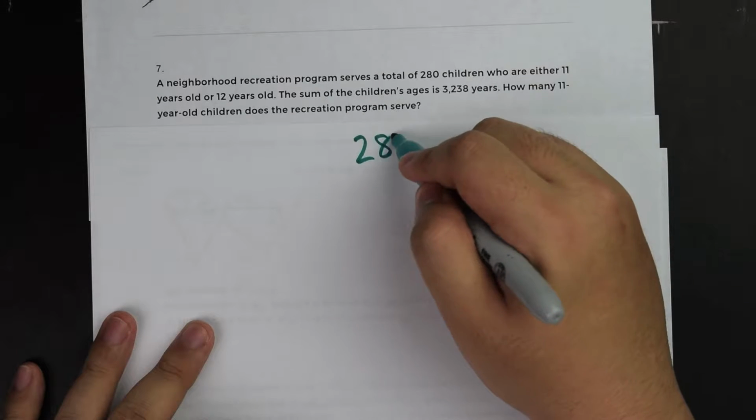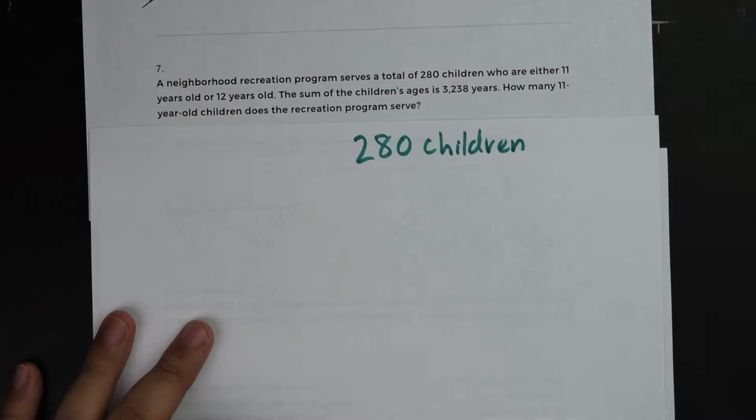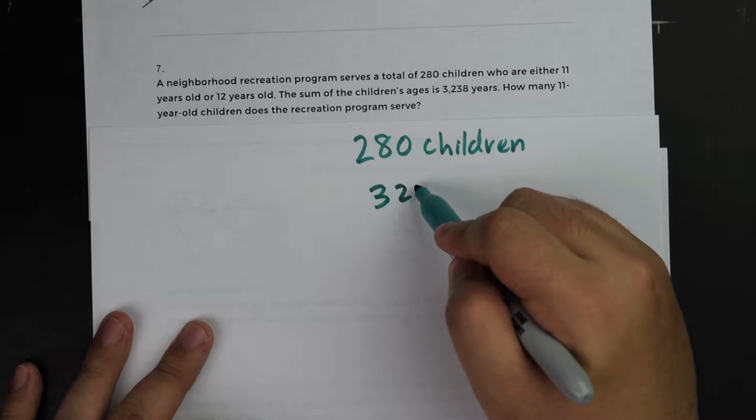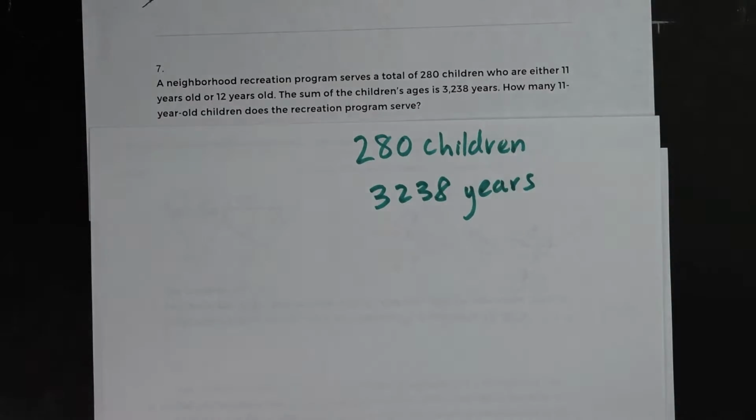So basically they tell you the scenario. They tell you that there's a total of 280 children, and they're either 11 or 12 years old, and that the sum of their ages is going to be 3238 years. Okay, and so now that I was given this information, there's two things that stood out to me.